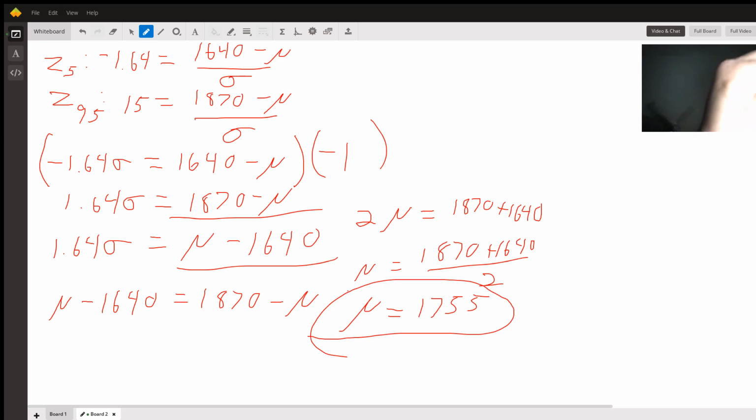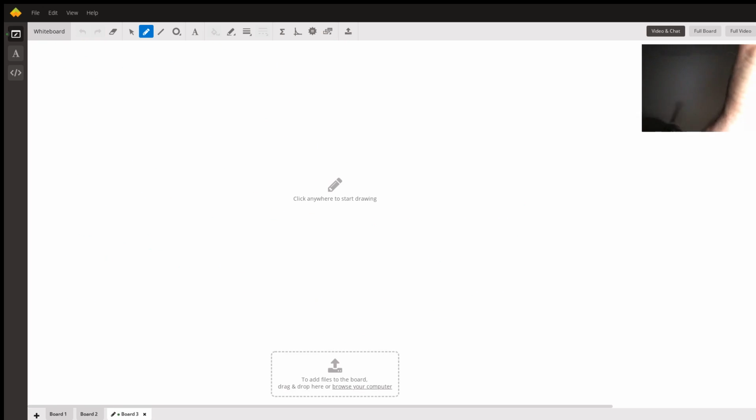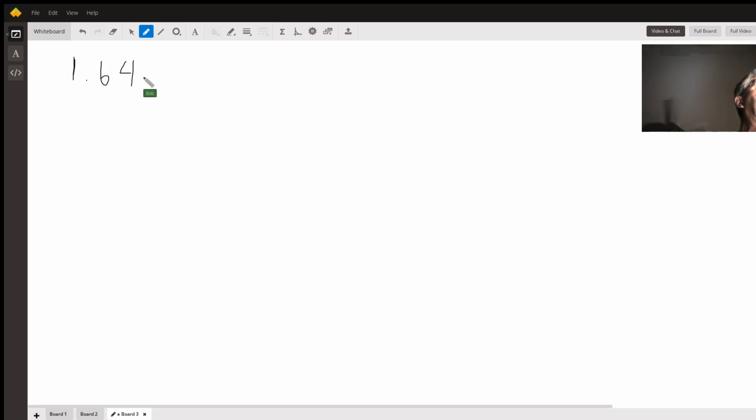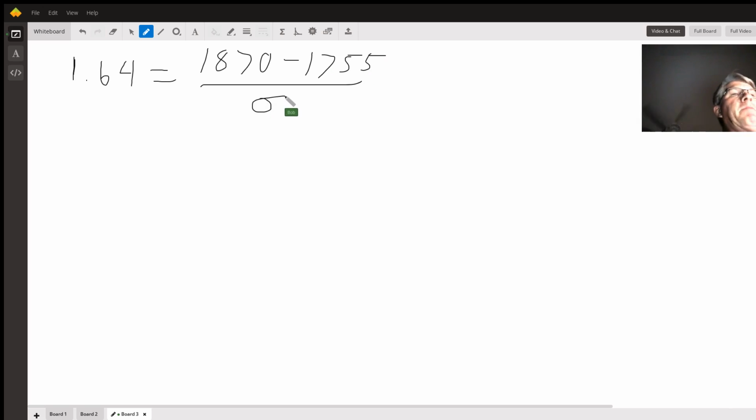Now, how do you solve for sigma? Well, what you can do is take that value for mu and plug it into either this equation or this equation, and solve for sigma. And I would recommend we go with Z95, since there'll be fewer sign issues. For Z95, we have that 1.64 is equal to 1870 minus 1755, that's our value for mu, divided by sigma. We can multiply both sides by sigma. We get 1.64 sigma is equal to 1870 minus 1755, which is 115.